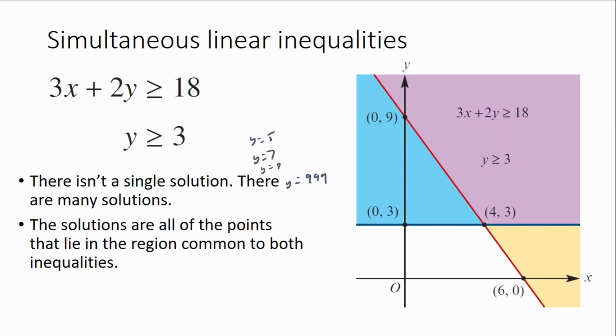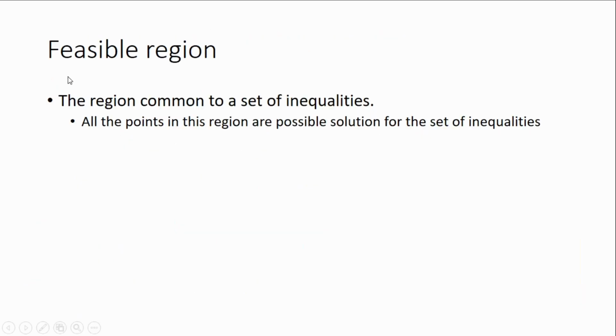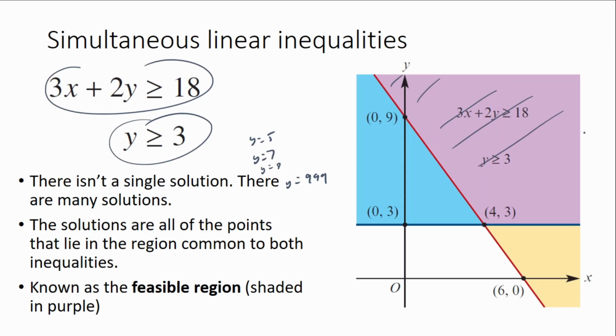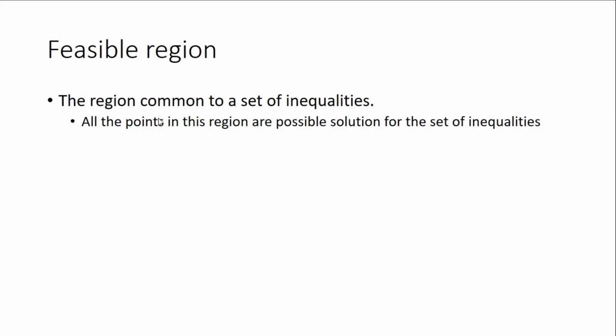So we need to find the region that satisfies both these inequalities, the one at the top and the one at the bottom. And this is known as the feasible region. And if we graph it on a graph like this, it is this area shaded in purple. Alright, so the formal definition of a feasible region is the region common to a set of inequalities. And this is all the points in the region that are a possible solution for the set of inequalities.